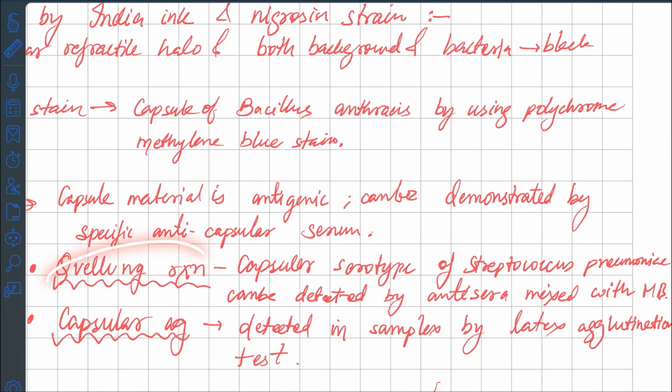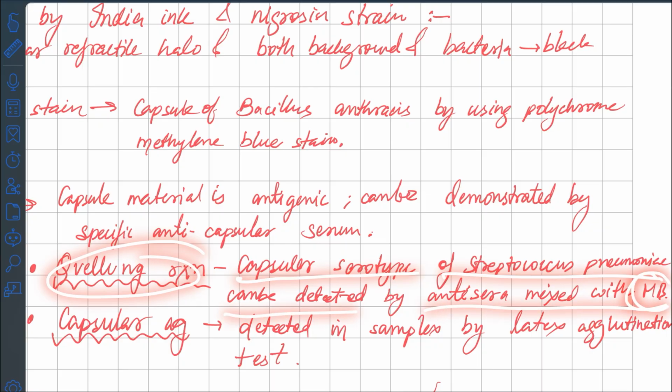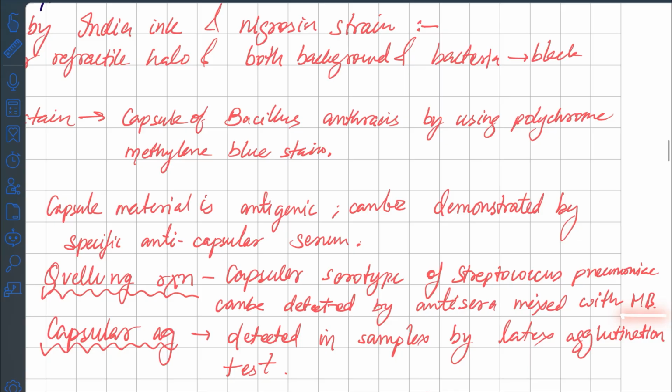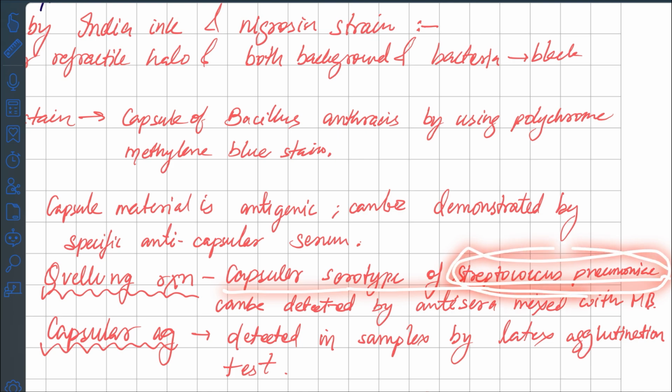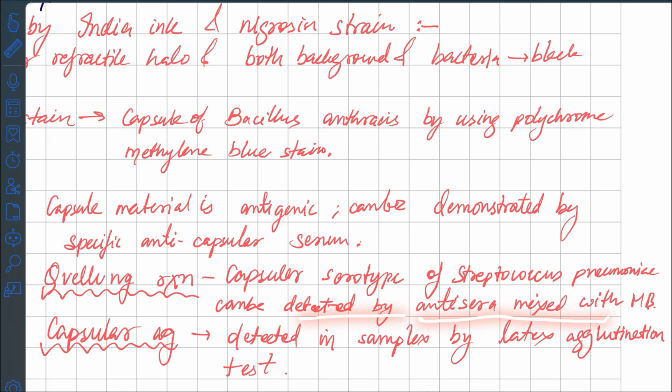So there is the Quellen reaction, where the capsular serotype of Streptococcus pneumoniae can be detected by antisera mixed with methylene blue. Here we are using the bacteria Streptococcus pneumoniae. We can detect the capsule of this bacteria by using antisera which is mixed with methylene blue. This is the Quellen reaction. The second is capsular antigen, which can be detected in a sample by using the latex agglutination test.